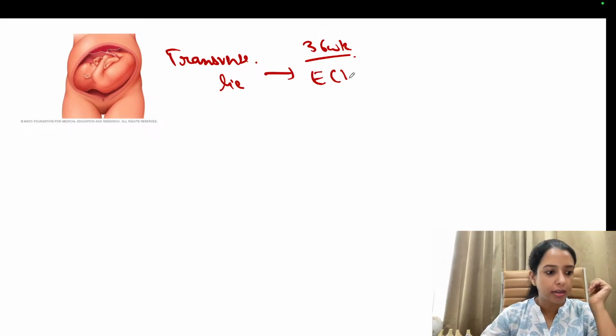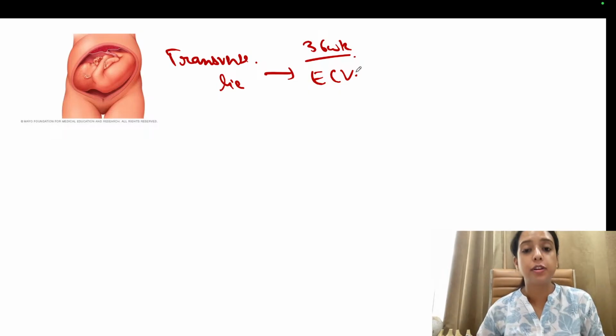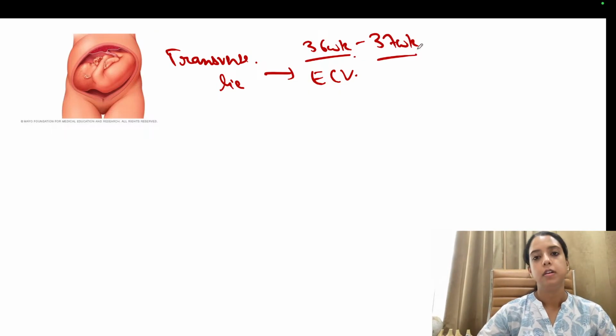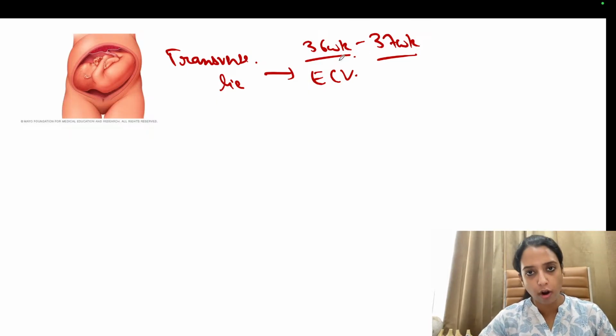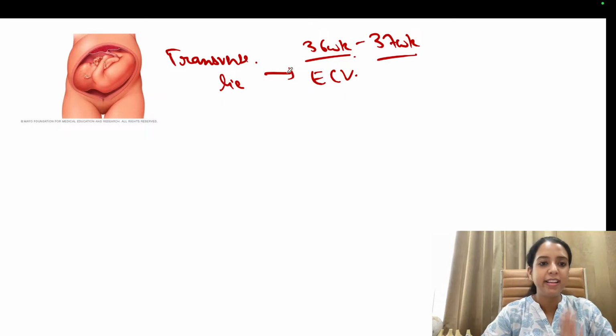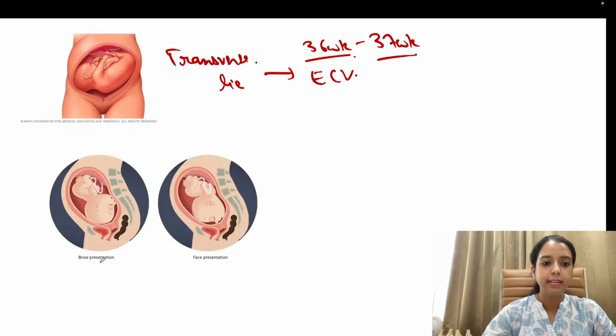Correct. External cephalic version. Always, whenever there is breech, whenever there is transverse, we do external cephalic version at around 36 to 37 weeks. Obviously, we will not do it if there is a contraindication, but if there is no contraindication, the first step is always external cephalic version. Tick.